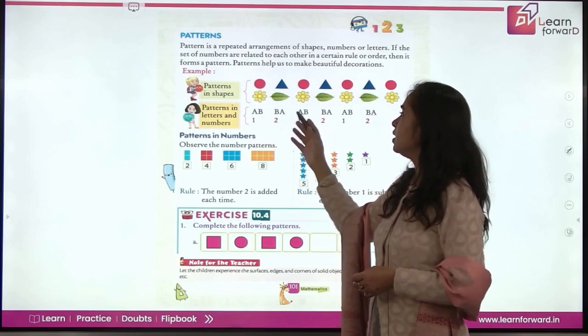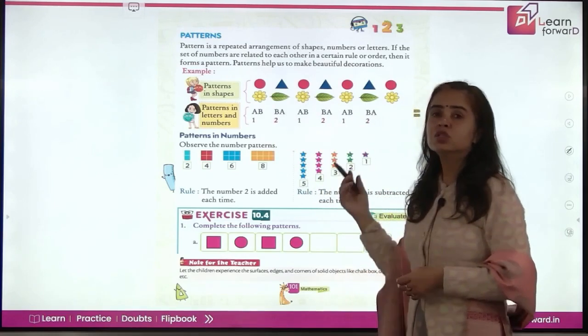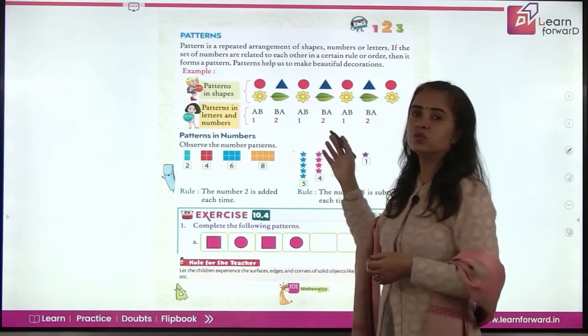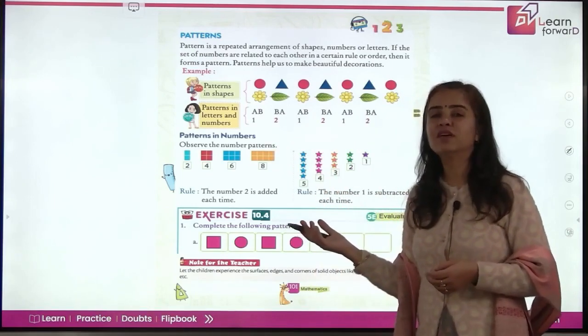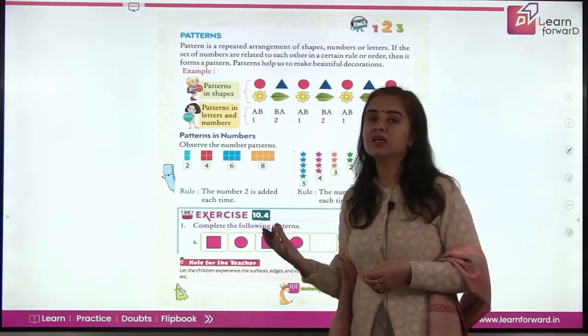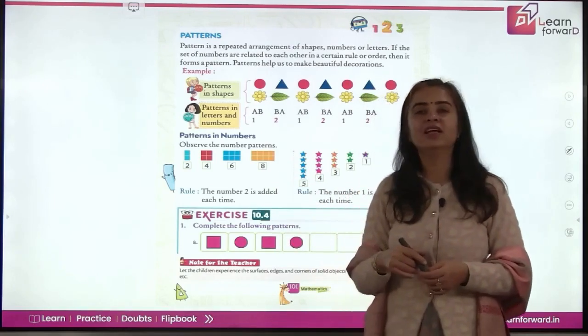A, B, B, A, B, B, A, B, B, A. So what is it? It is repetition of letters here. 1, 2, 1, 2, 1, 2. Again, repetition of numbers here. So these are the different patterns with shapes, colors. They can be with letters or even numbers.